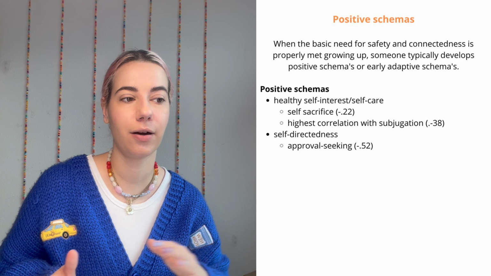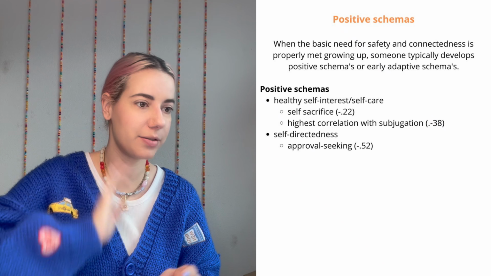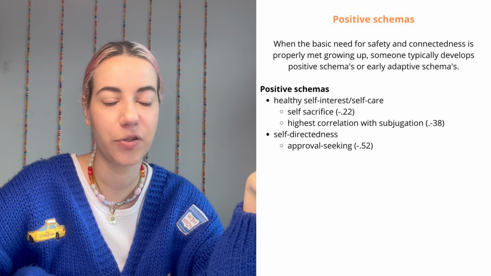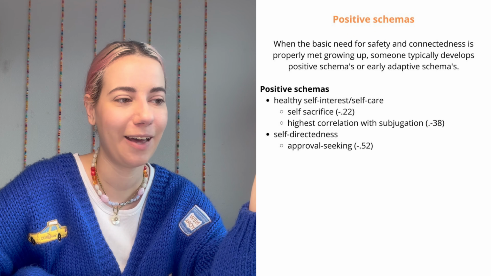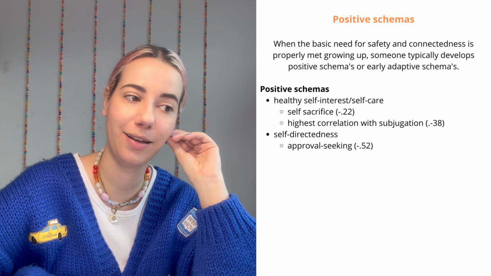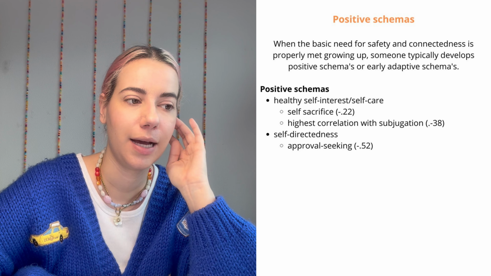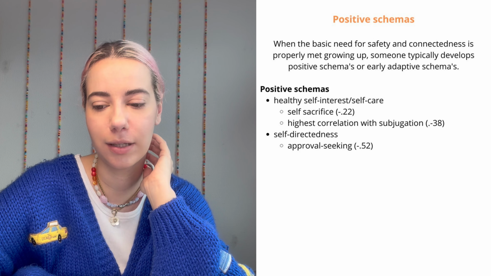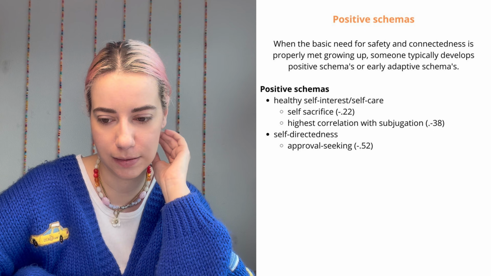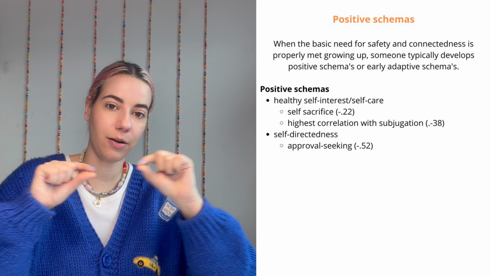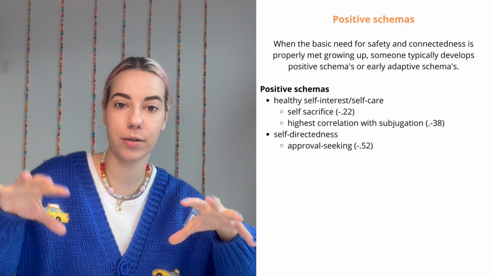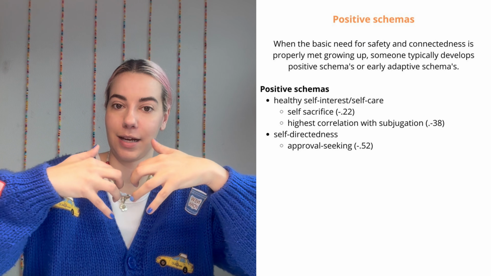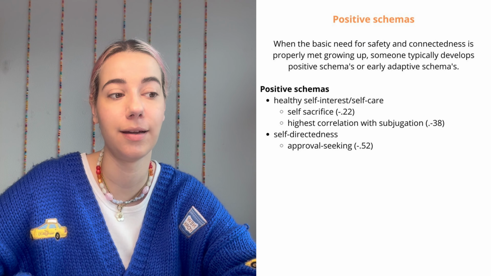When we look at how they are linked, it's not very high. You see with healthy self-interest and self-care, it is 0.22, 0.22 and 0.38. So it has the highest correlation with subjugation, and self-directedness is on a 0.52. And in general, in the articles about positive schemas, it is important that it is not on a continuous scale. It is really separate constructs. So it would also make sense that it's not necessarily that they have to be linked towards each other very highly.